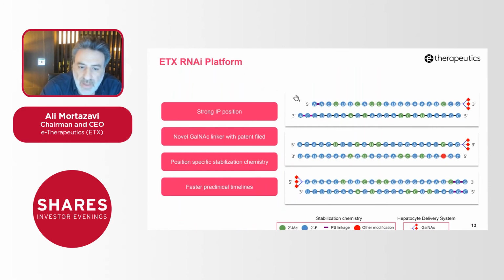So a little bit about our platform. Here are some schematics of different permutations and combinations of IP and chemistry that we have. Not particularly useful in themselves, but again, there is deep know-how in the company. We're testing multiple different constructs and combinations and permutations, which we're very confident of working, and we have a strong IP position. We've just filed a patent on the delivery system, which is proprietary to us.